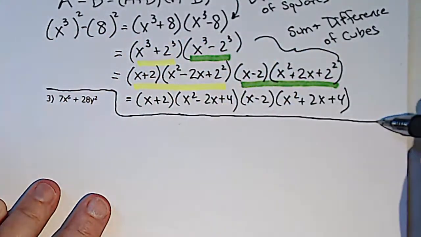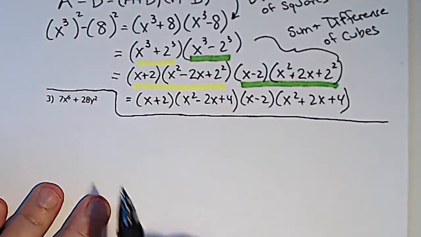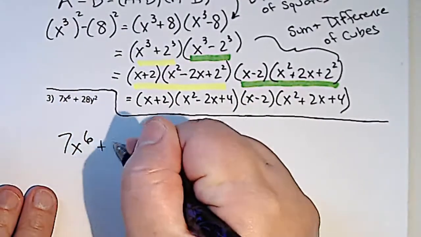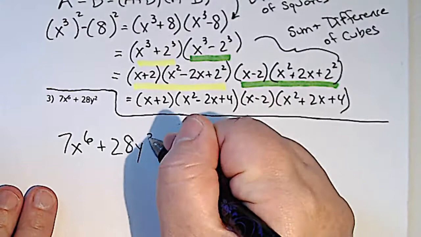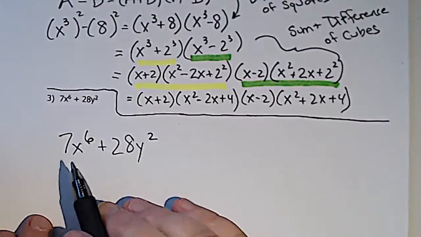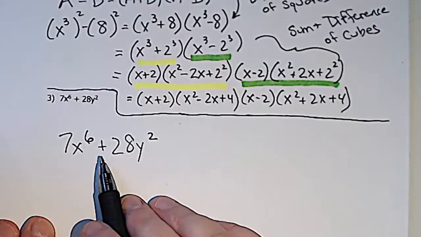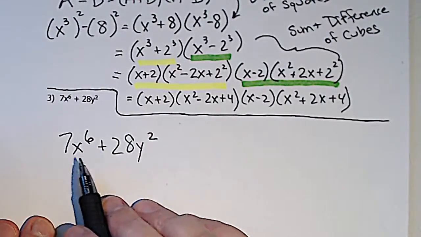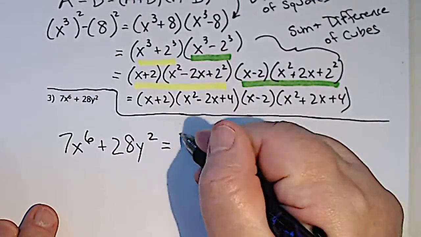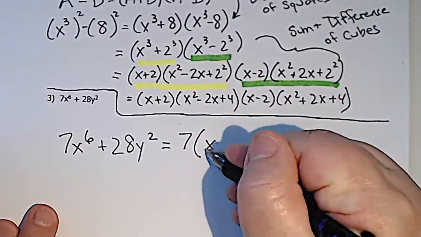Super fun times with the difference of squares. This is also 2 terms. 7x to the 6th plus 28y squared. We've got 2 terms. We've got a sum, and we've got a mess. Unless you notice, we can factor out a 7.